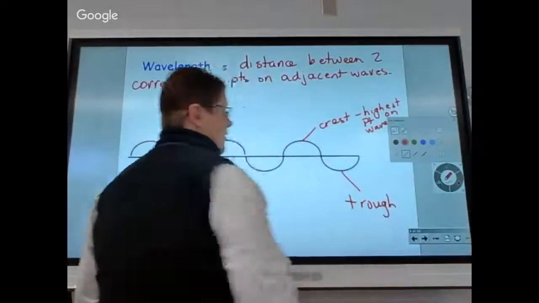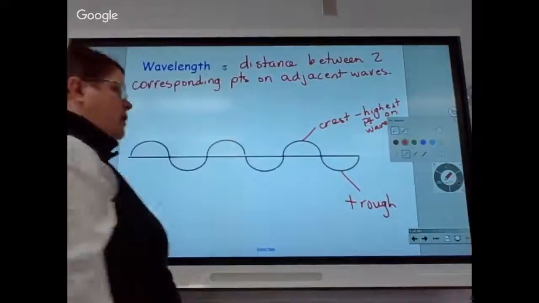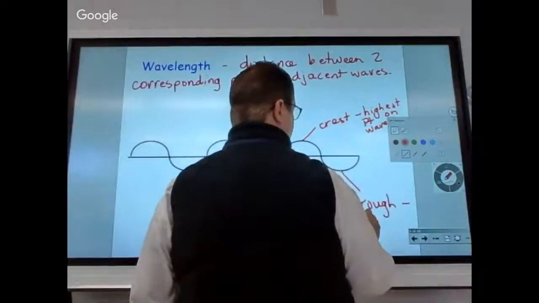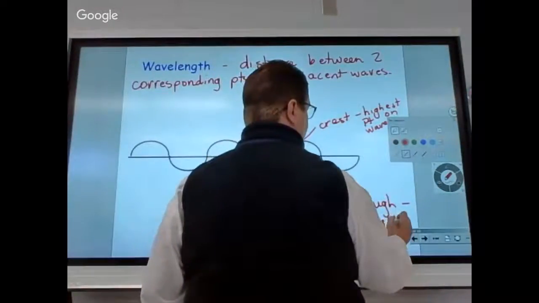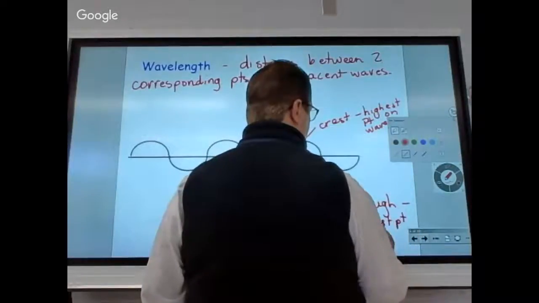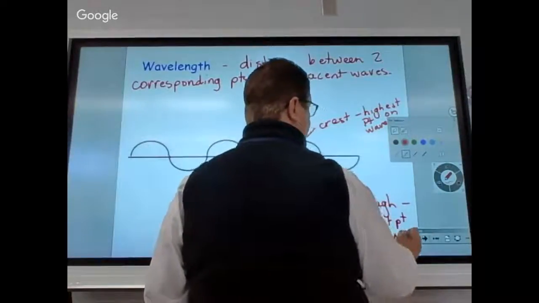T-R-O-U-G-H. The G-H is an F sound. That's the trough. The trough is the lowest point on the wave. Now, in order to have a wave, you have to have both.